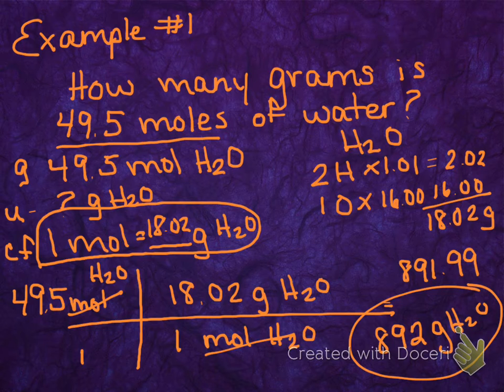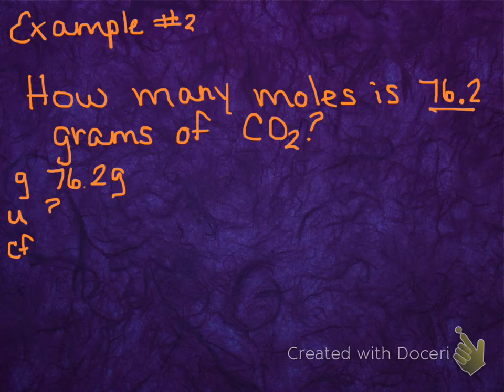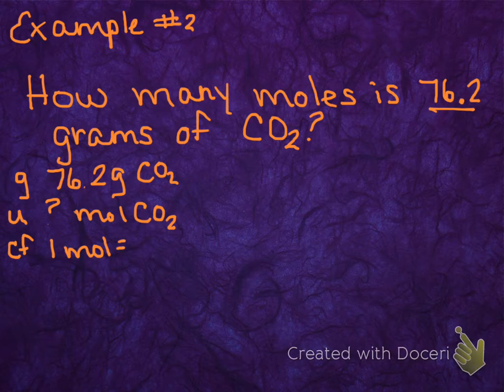Alright, let's try a second problem. How many moles is 76.2 grams of carbon dioxide? So again, we're going to set this up. Our given, our unknown, our conversion factor. Our given is the number, so 76.2 grams. Our unknown is the how many, so how many moles. We're looking at carbon dioxide here, so CO2. And our conversion factor is going to be 1 mole is equal to some number of grams of CO2. We have to find that from the periodic table.